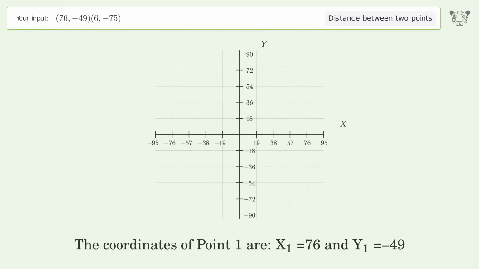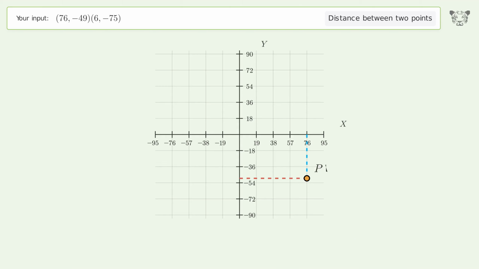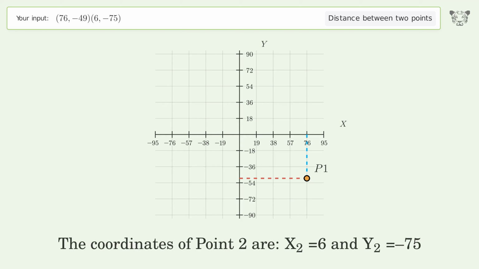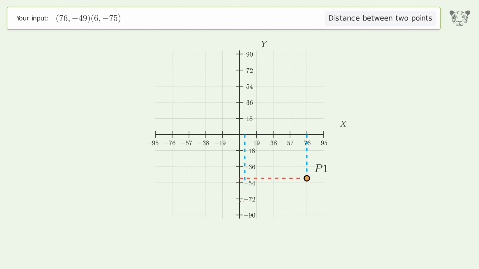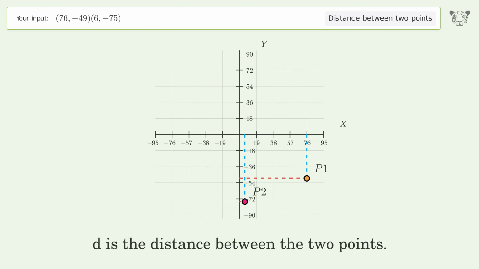The coordinates of point 1 are x1 equals 76 and y1 equals -49. The coordinates of point 2 are x2 equals 6 and y2 equals -75. D is the distance between the 2 points.